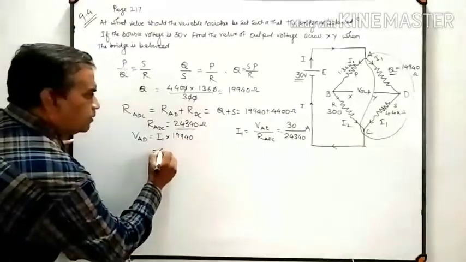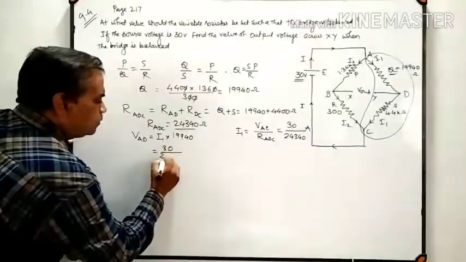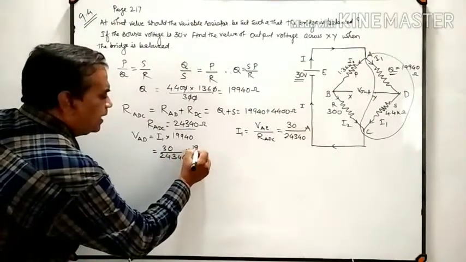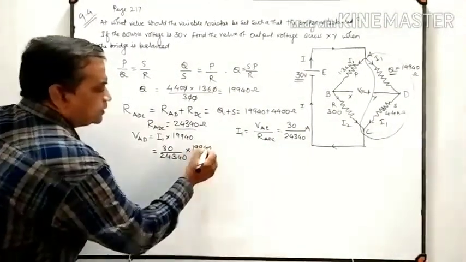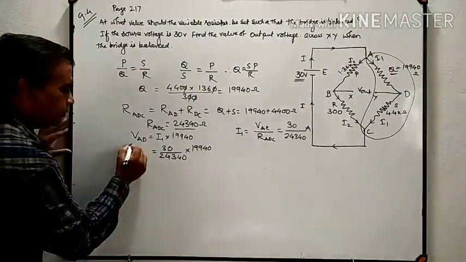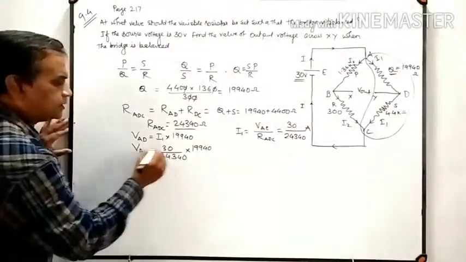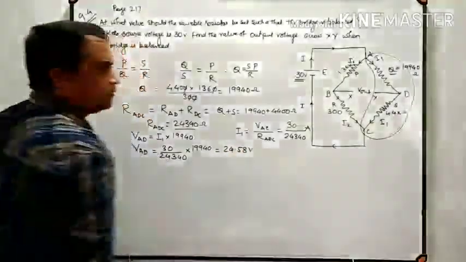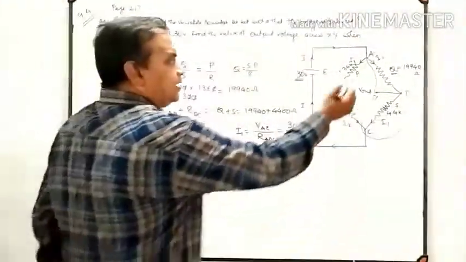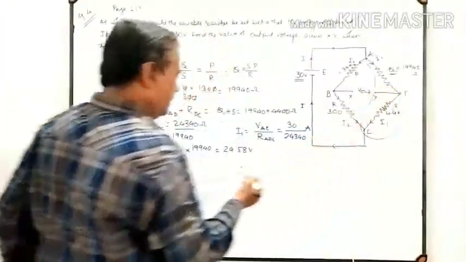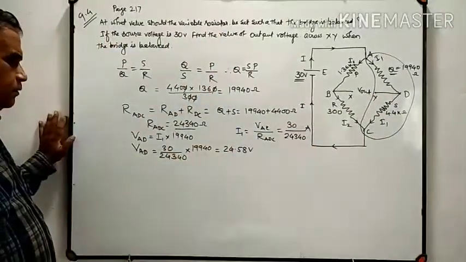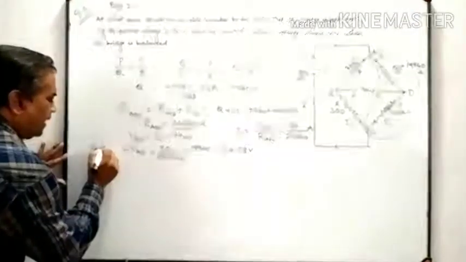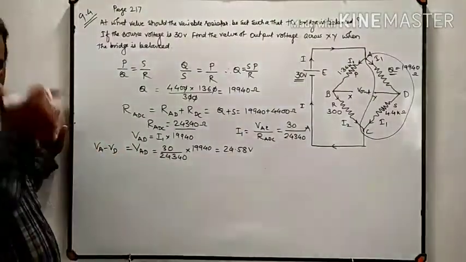Now this becomes equal to 30 divided by 24340 multiplied by 19940. And if you just calculate this, it comes to be 24.58 volt. Means potential difference between point A and D is 24.58 volt. And potential difference means I can write this as VA minus VD.